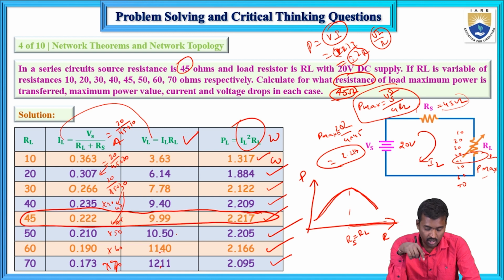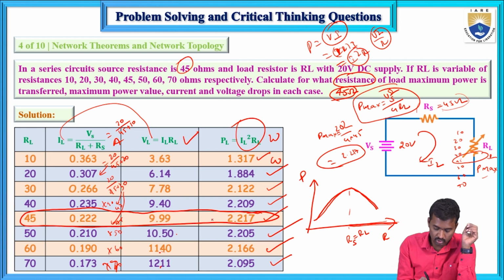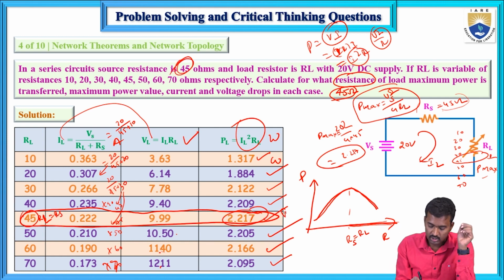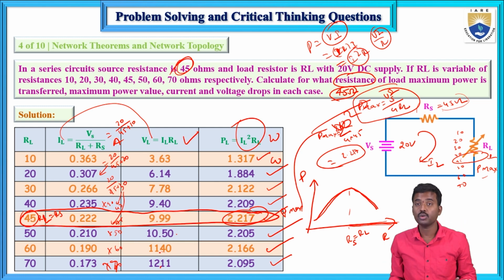So from this table we can conclude that when the load resistance equals the source resistance, this is the RL, then maximum power is transferred to the load, that is P maximum. P maximum equals Vs square by 4 RL. So with this formula, 20 square by 4 into 45, that one is 2.17. From this also you can determine the maximum power value.